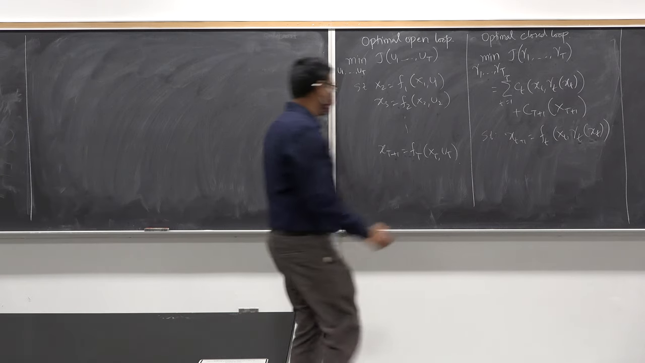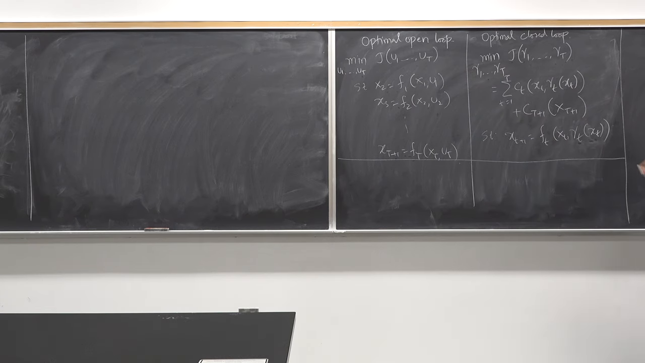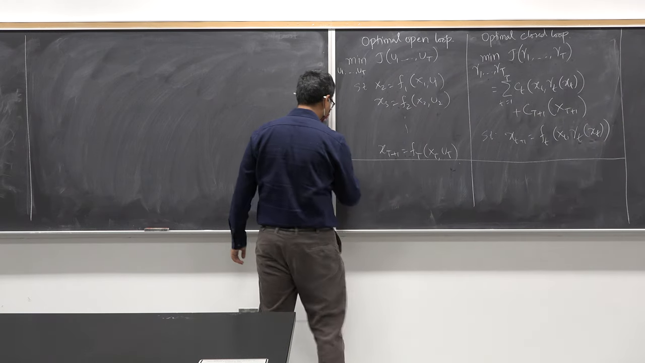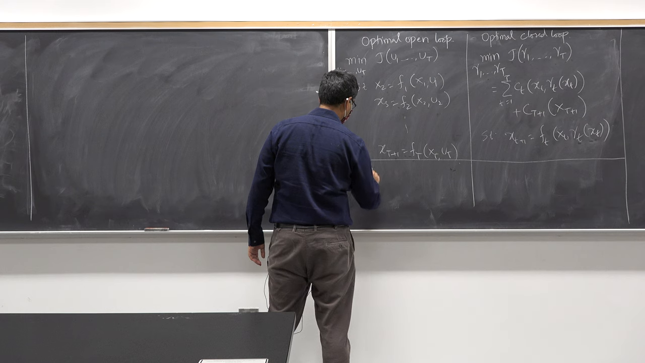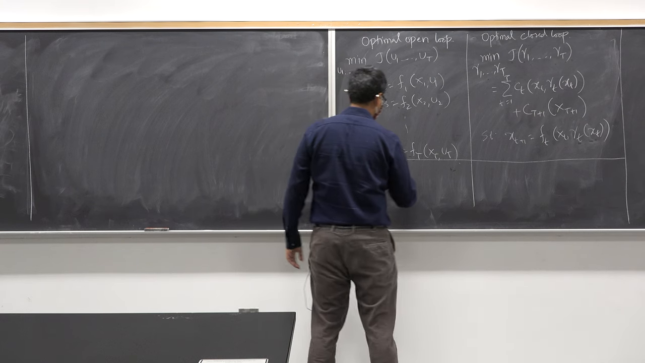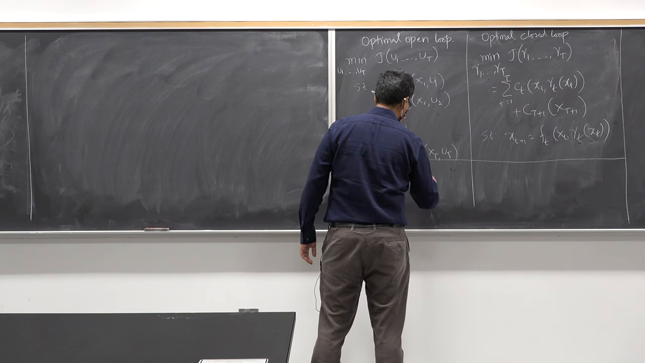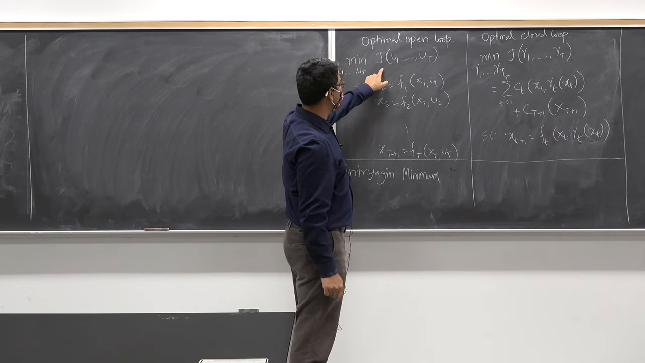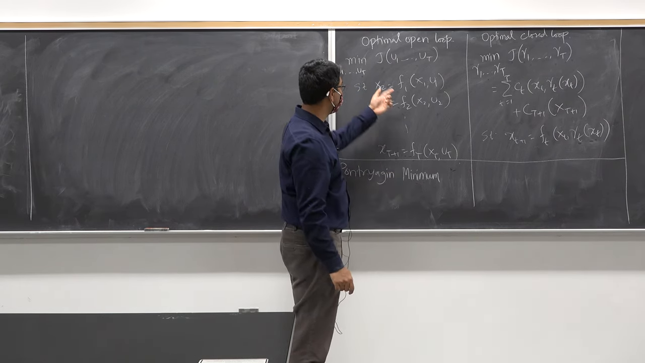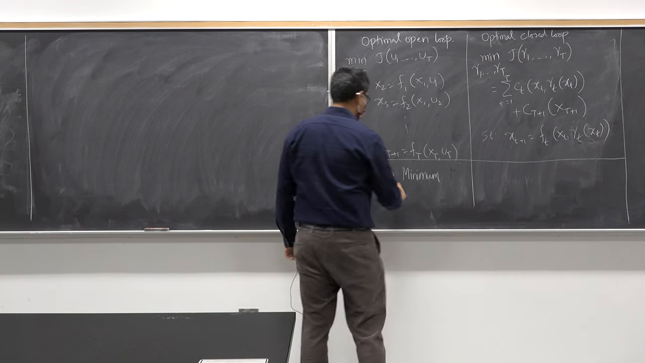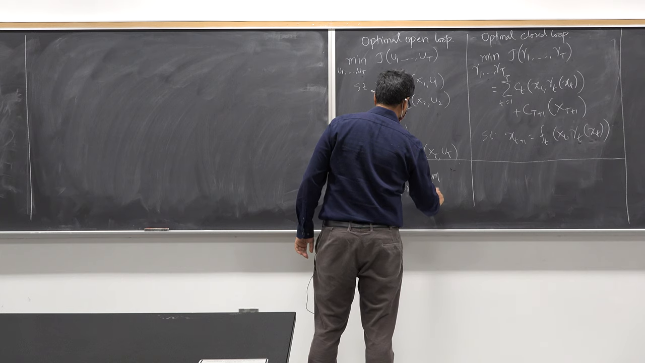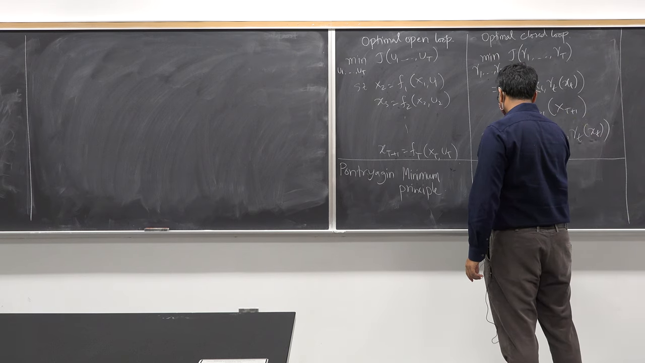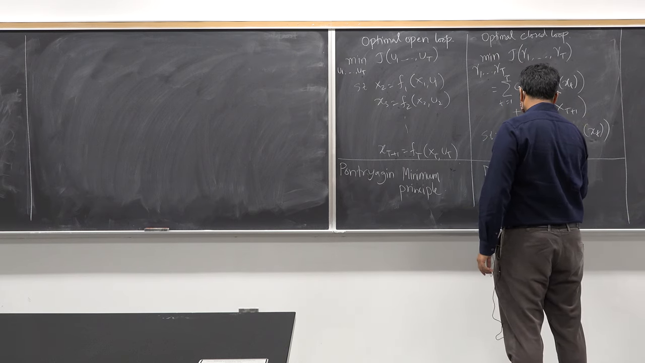Okay, so here are the main theoretical tools that we will study. For optimal open loop policies, we are going to talk about the Pontryagin minimum principle. Sometimes people call it the maximum principle. If instead of a cost you have a profit or reward, then you use the maximum principle. If you have a cost, then you use the minimum principle. And for computing the optimal closed loop policies, the theoretical framework is dynamic programming.